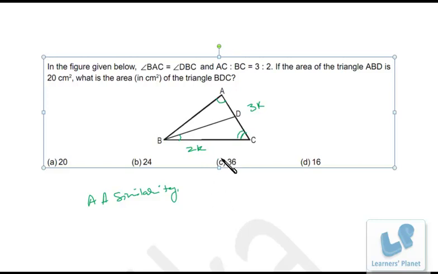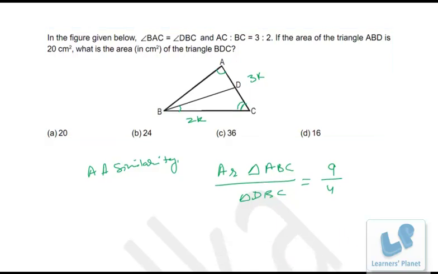The ratio of their areas, area of triangle ABC is to area of triangle DBC, is equal to the square of their respective sides. So that's 9k square by 4k square, right? So that's 9 by 4. Now, ABC is actually what? It is ABD plus DBC, right? So I write, instead of ABC, ABD plus triangle DBC. I divide by DBC.